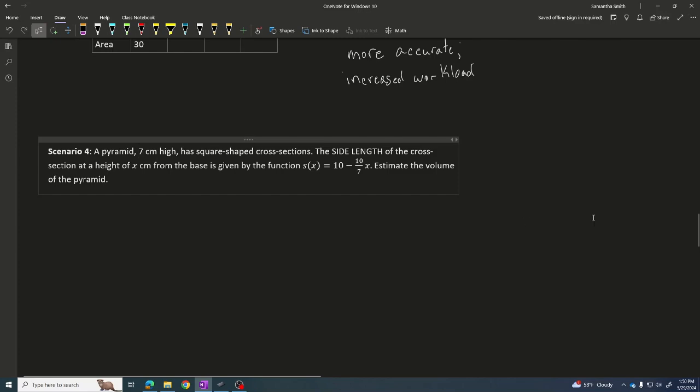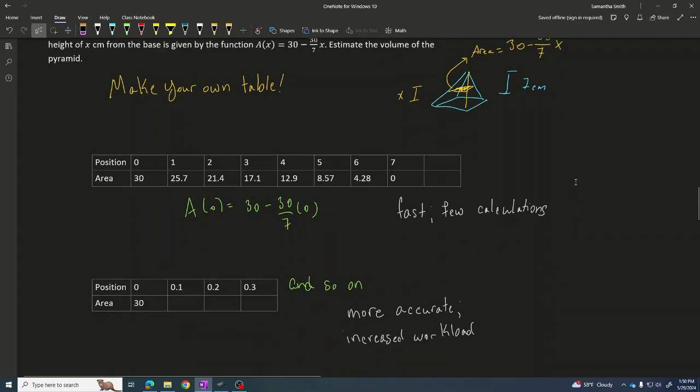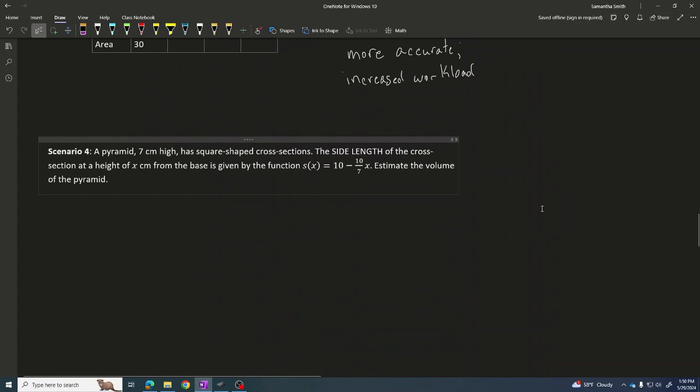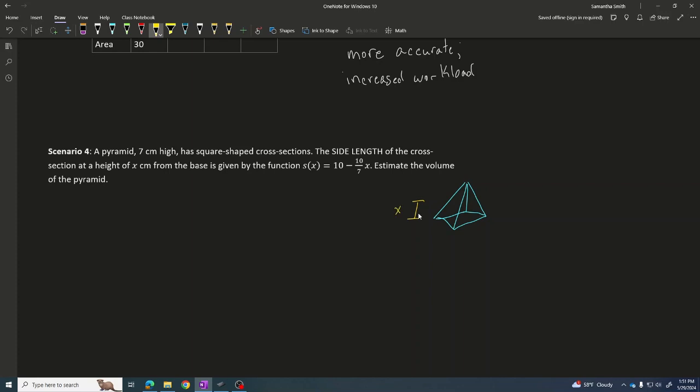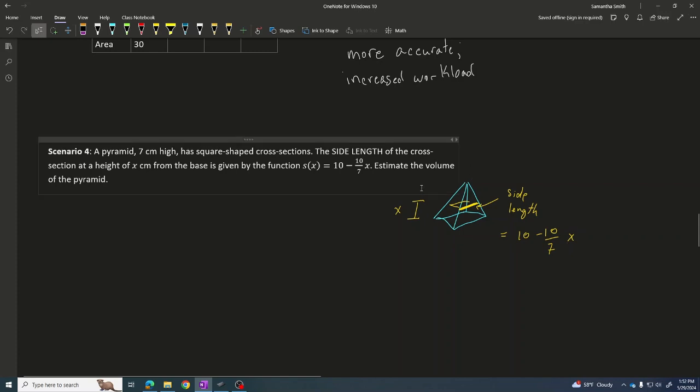In the previous example, we were told that if you slice the pyramid at a height of x, your area is predicted by this function here on the right-hand side, 30 minus 30 over 7. But in this situation, the information that we're told about the pyramid is not the cross-sectional area, but the cross-sectional side length. I make a slice at a height of x centimeters from the base. What this function is saying is that the side of that slice, not the whole area, just this piece here on the side, that side length is predicted by the function 7 minus 7 over 10 times x. The question is, in a scenario like this one, how would you approach estimating the pyramid's volume?